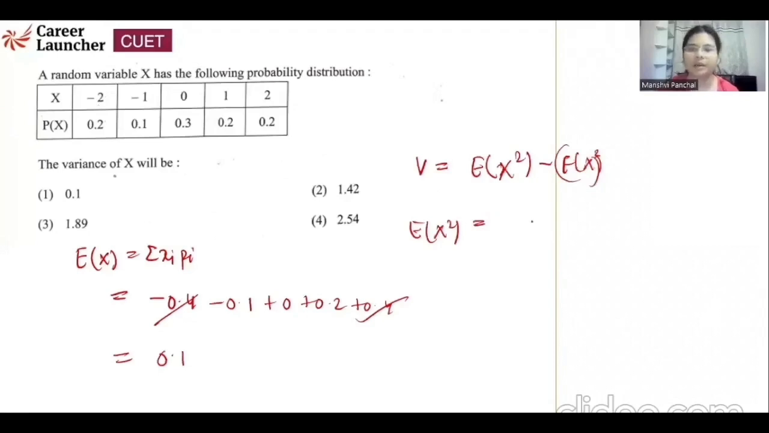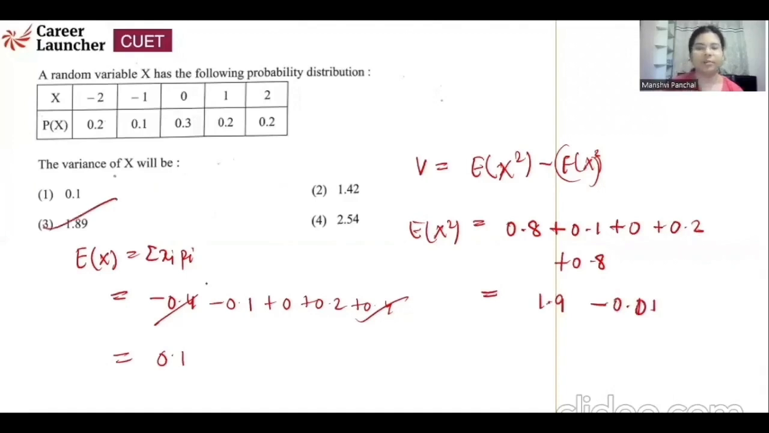It means that minus 0.8. Then 0.1 into minus x square we are doing. So 0.2 into 4, it means 0.8 plus 0.1 plus 0 plus 0.2 plus 0.2 into 4 again. So 0.8. So E(X) will be 0.8 plus 1.8 plus 1 is 9, 9 plus 2 is 11, 11 plus 8 is 19. So it means 1.9 minus 0.1 whole square. So 0.01. It means 1.89 is your correct answer.